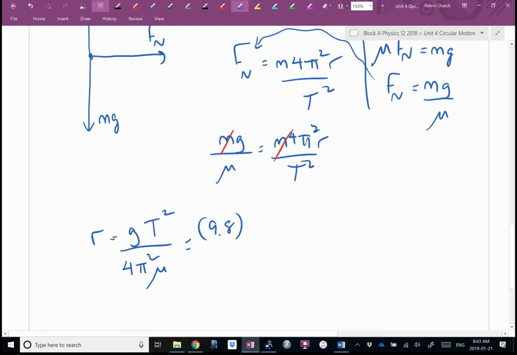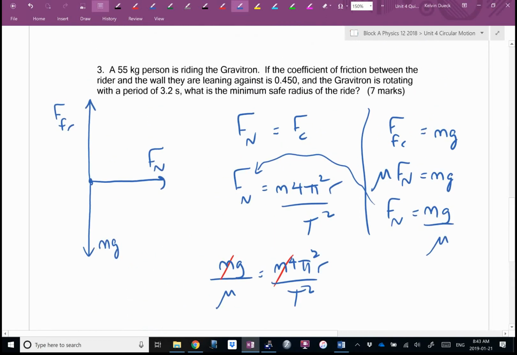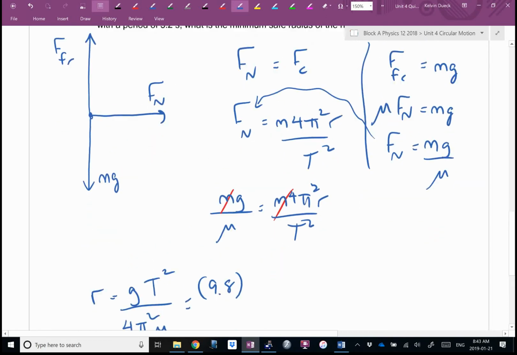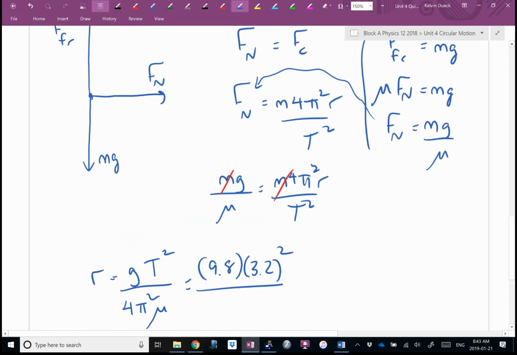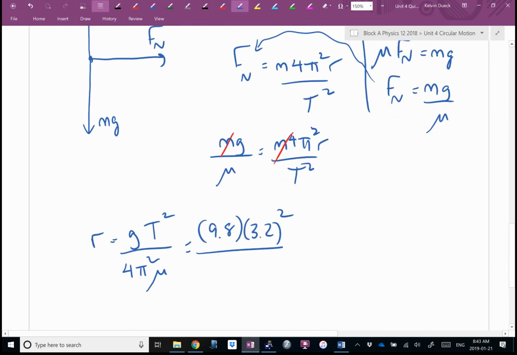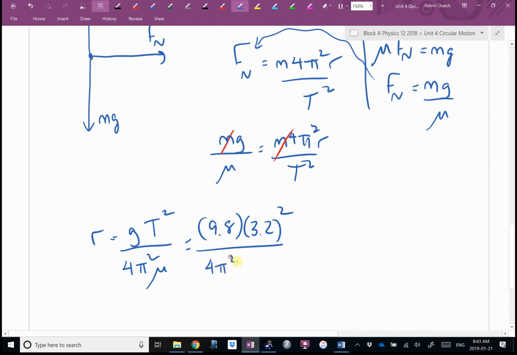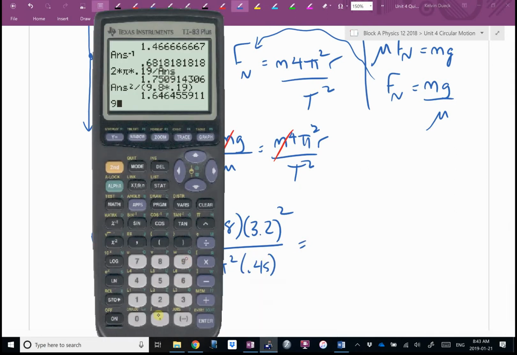9.8, 0.5, and 3.2. 3.2 squared. Oh, 0.5, did I say? 0.45. 4 pi squared times 0.45. 9.8 times 3.2 squared divided by bracket 4 pi squared times 0.45. Did you all get a radius of 5.65 meters?